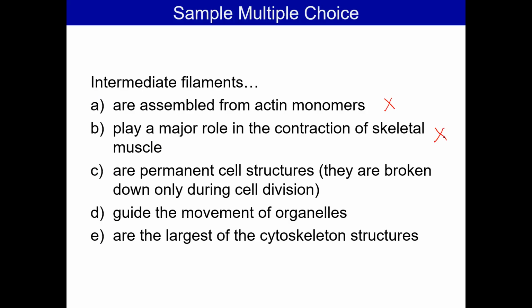Are permanent cell structures? Yes, that is nuclear lamina. Guide the movement of organelles? Nope, that would be microtubules. Are the largest? No, that would be microtubules. So the correct answer here is C. This is what the multiple choice questions look like. You've got to know your stuff, and know it well.